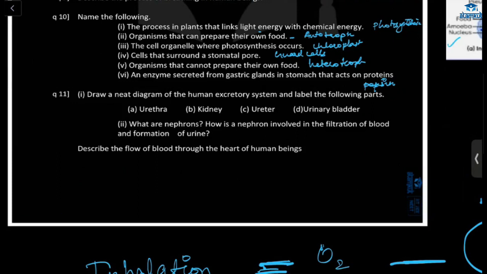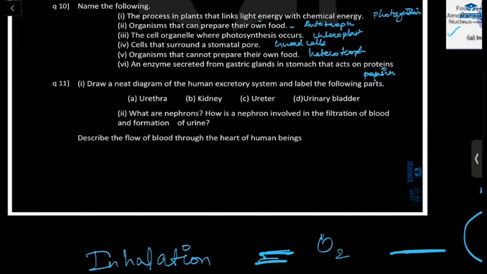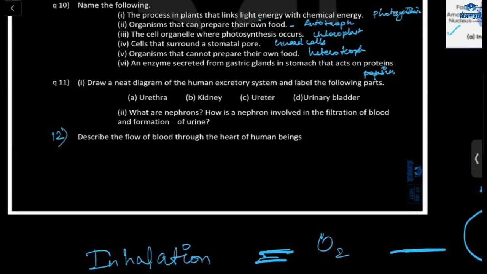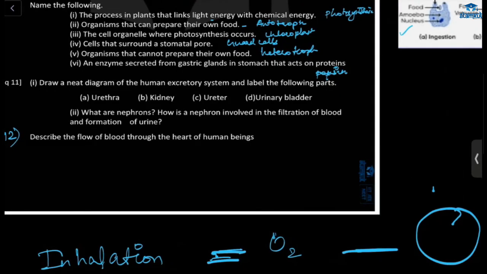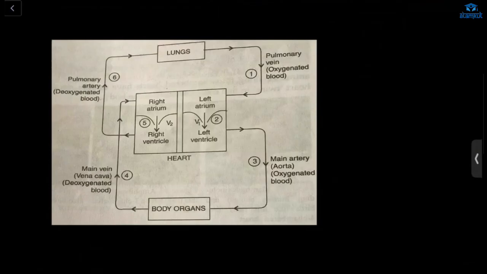Okay. Now next is the 12th one. Okay, this is the 12th one. Describe the flow of blood through the heart of human beings. This is how it happens from this diagram. You can see lungs. The pulmonary vein will carry oxygenated blood from the lungs, and it will flow into the what? Left atrium. And from the left atrium it will go to the left ventricle, and from the left ventricle the main artery, that is the aorta, will carry oxygenated blood to all parts of the body organs.